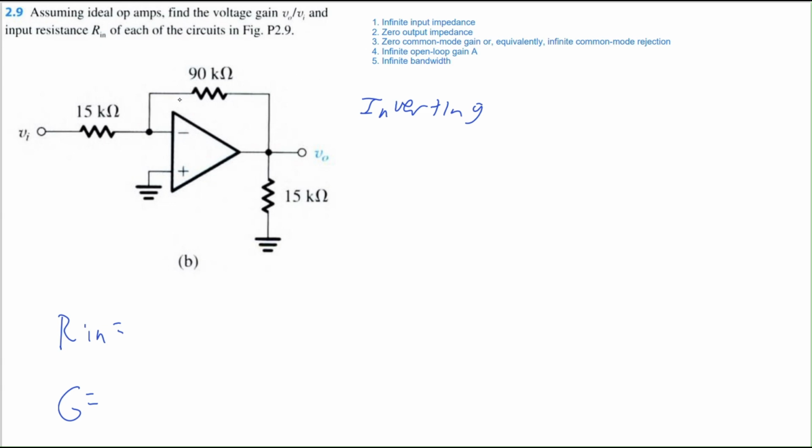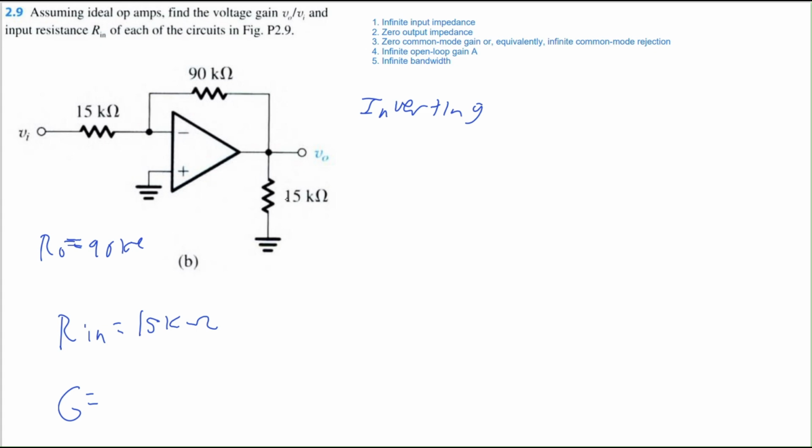First off, what is Rout? Rout is still just the resistance connected directly between the input terminal and the output terminal. So we have this negative terminal, 90 kilo ohms, output terminal. So that's still 90 kilo ohms. What is Rin? Rin is the resistor connected directly between the input voltage and the input terminal. So again, still just 15 kilo ohms.